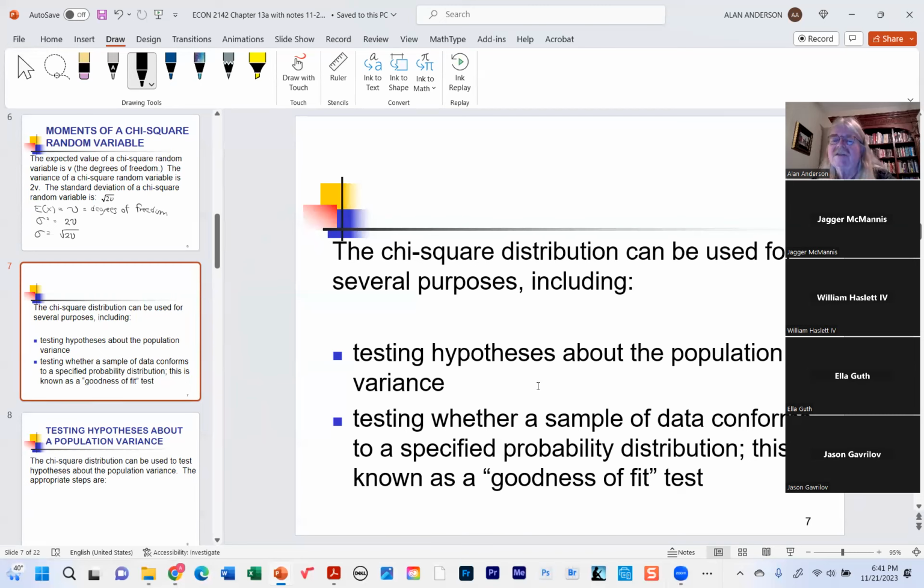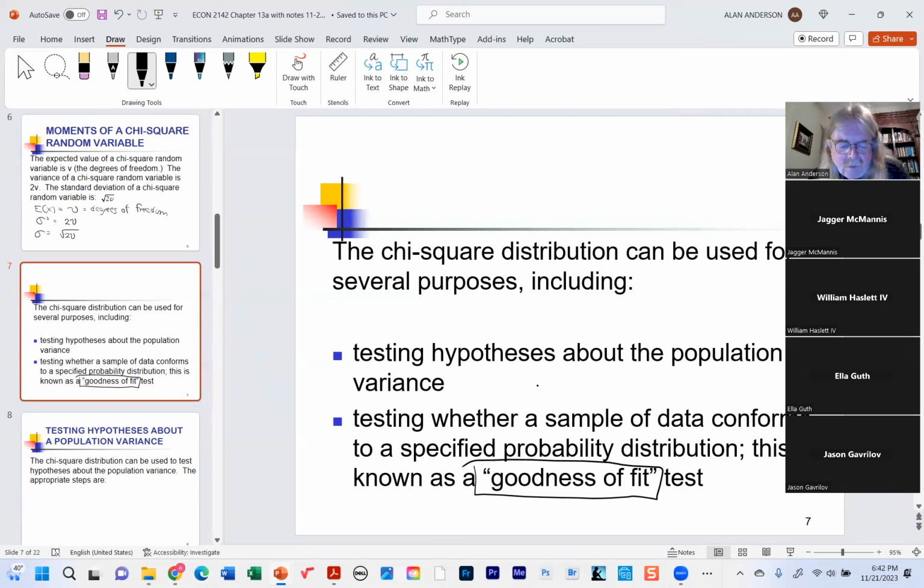Another interesting test is this one. This is something we haven't seen before. It's called a goodness of fit test. What exactly is this all about? What we're trying to find out is if our population follows a specific probability distribution. For example, what if I have a bunch of data and I want to know if the underlying population is normal? Oh, that's an interesting question. Up to this point, we've never done anything like this.